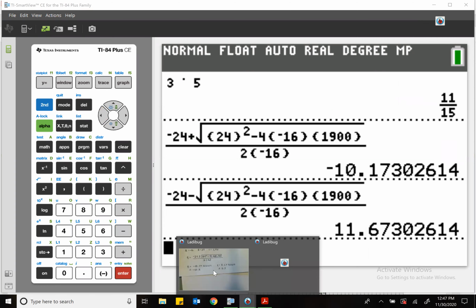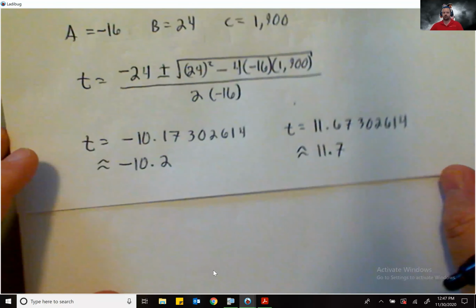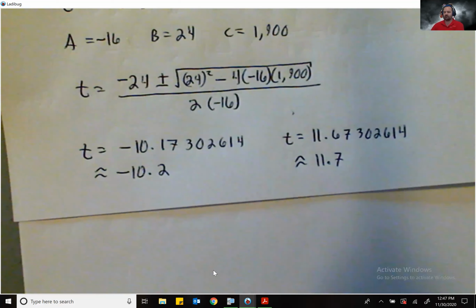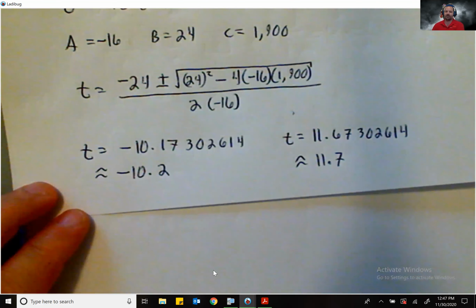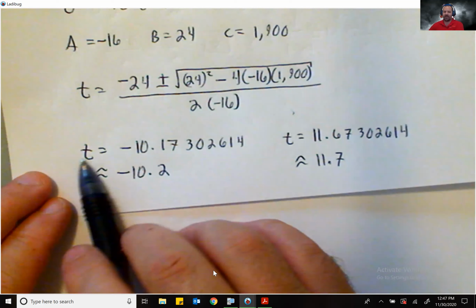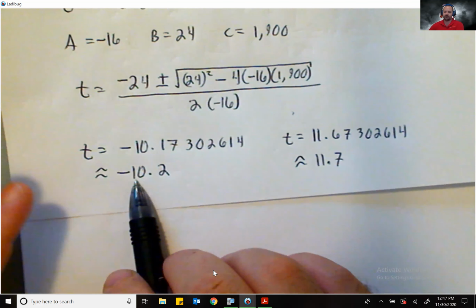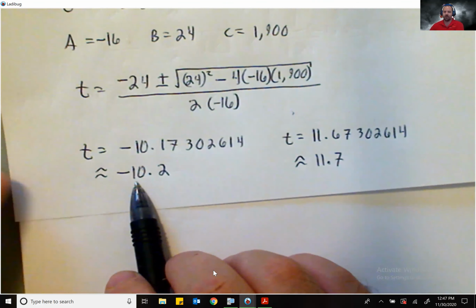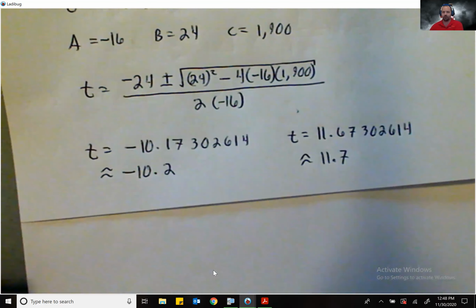So one of these is the correct answer. One of them is a weird answer. Which one is the correct? The negative 10.2 or the 11.7? The 11.7. Because remember, this is all about time. You can't have negative time. If you have negative time, that means you have invented a time machine and you went back in time. Please let me know. I will be a partner with you and we will be madly rich.